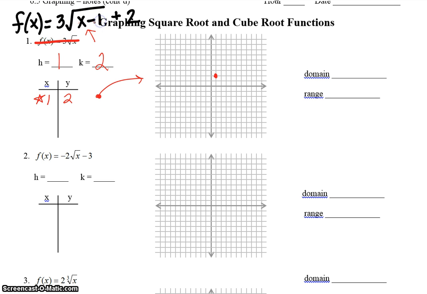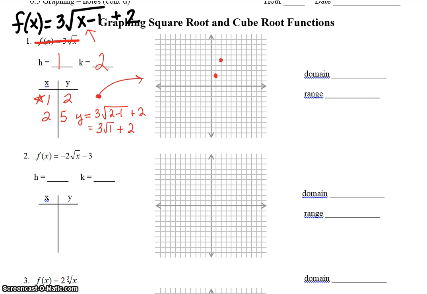2 minus 1 is 1. Oh, well, that's pretty good. So let's find y when we put in 2. We're going to have 3 times square root of 2 minus 1 plus 2. 2 minus 1 is 1. So we have 3 square root 1 plus 2. 3 times 1 plus 2 is 5. So 2, 5 will be a point. So put down 2, 5.